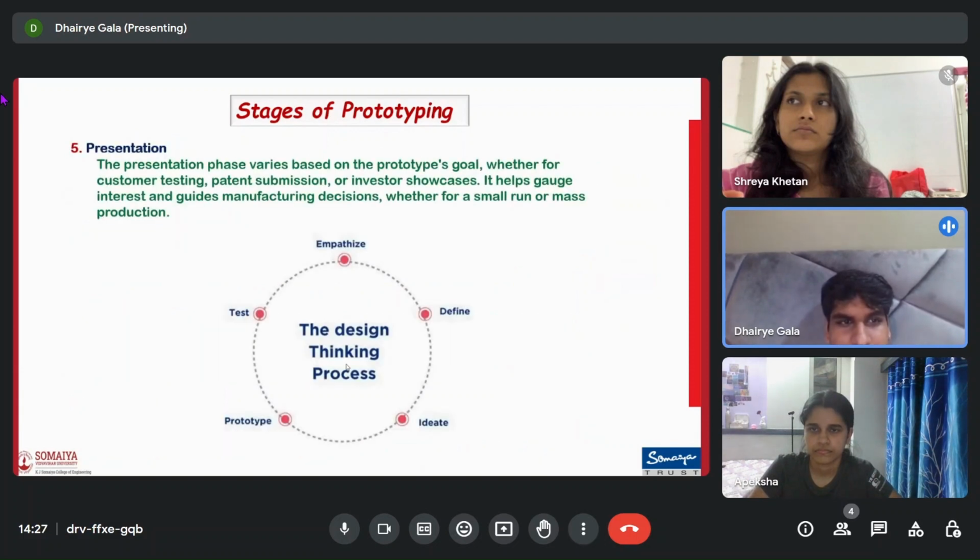The fifth stage is presentation, and it varies based on the prototype's goals and whether it is used for customer testing or patent submission or investor showcases. It helps gauge interest and guides manufacturing decisions, whether for a small run or mass production. Given here is a diagram of all the stages.